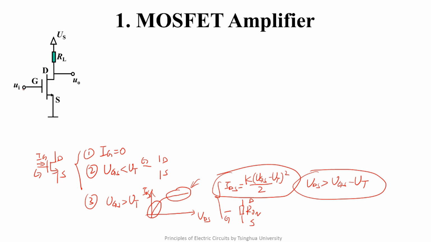Now we assume that the input of the circuit is connected with a DC biased signal, which needs to be amplified. It's a small signal circuit. We first need to analyze its DC working point. At this time, the equivalent circuit is like this.